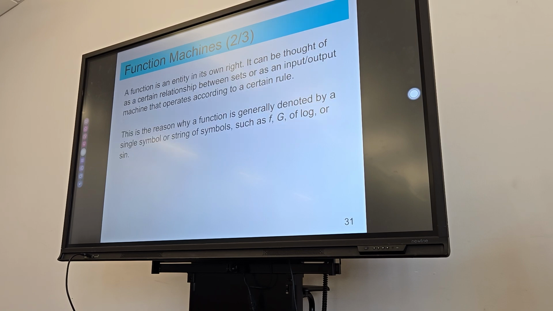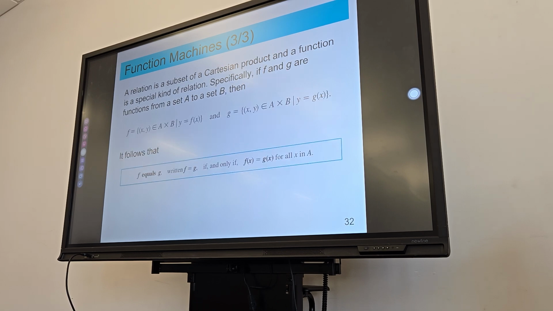Let's see here. A function is an entity in its own right. It can be thought of as a relationship between sets or as an input-output machine that operates according to a certain rule. This is the reason why a function is generally denoted by a single symbol or a string of symbols such as f, g, log, or sine. These are all functions. A relation is a subset of a Cartesian product, and a function is a special kind of relation. Specifically, suppose f and g are functions from a set A to a set B.